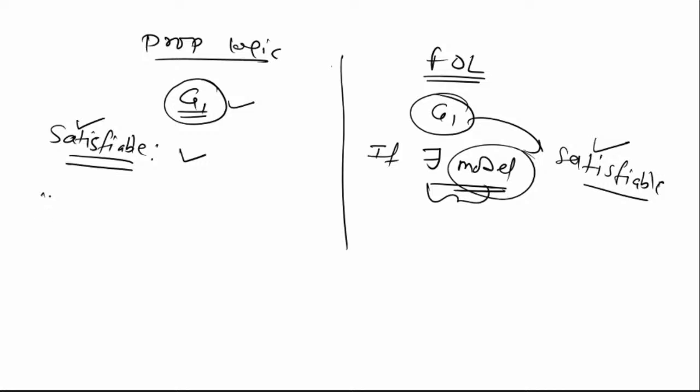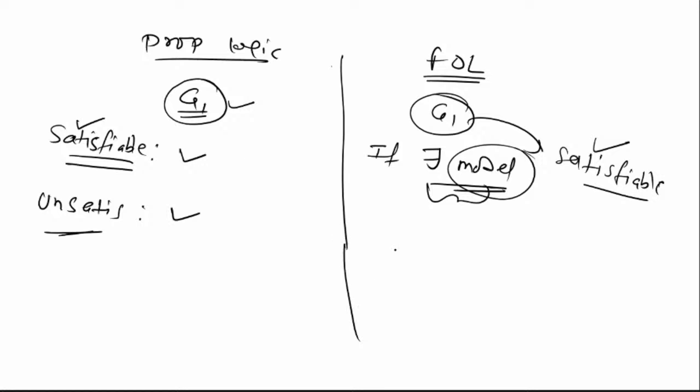And what is the definition of unsatisfiable? Unsatisfiable means we cannot satisfy it. So in propositional logic, what is the definition? For every row, this G1 must be false. Or you can say that whatever truth assignment you give, this G1 should evaluate to false. Then we will say that this G1 is unsatisfiable.